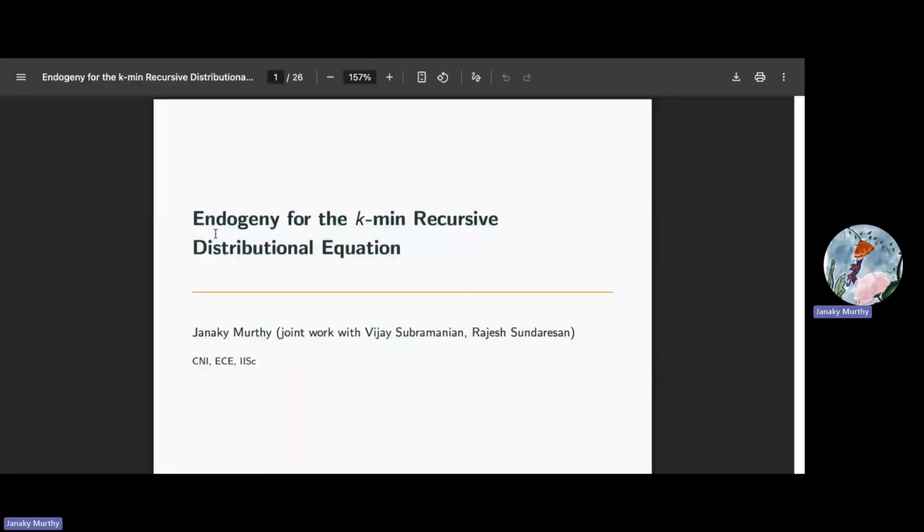Hello all. Today I'll talk about endogeny for the K-mean recursive distributional equation. This is joint work with Vijay Subramanian and Rajesh Sundaresan.